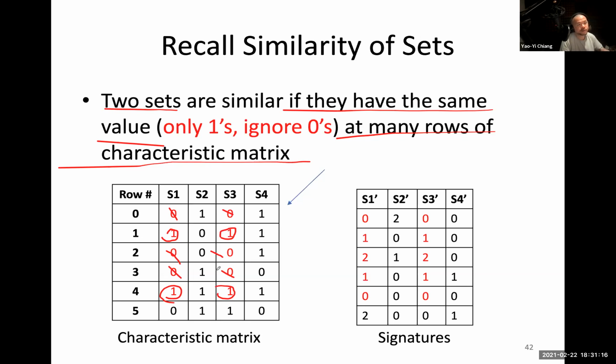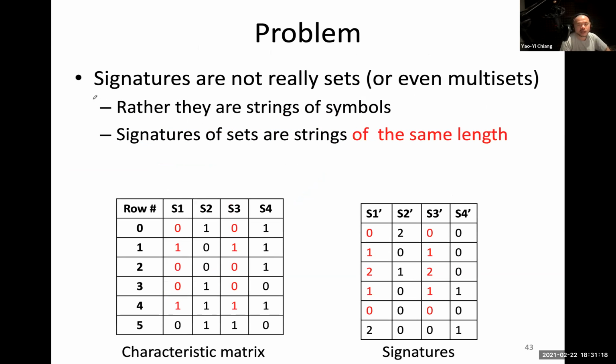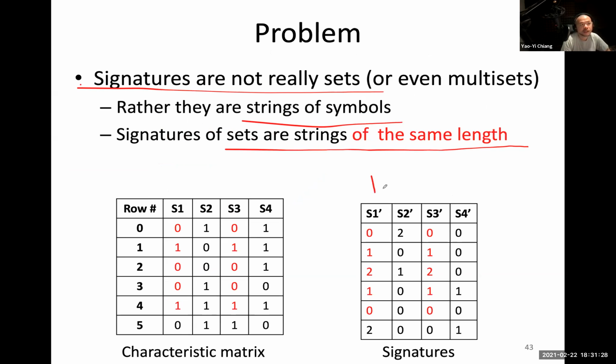These are for sets. But signatures are not sets. They're just strings of symbols, and signatures of sets are strings of the same length, something like this. So we cannot really use min hash like we did before, because if you permute it and scan from the top, you always get all these different values from each string, it's not going to work. Why can't we use min hash signatures on strings? Anybody?